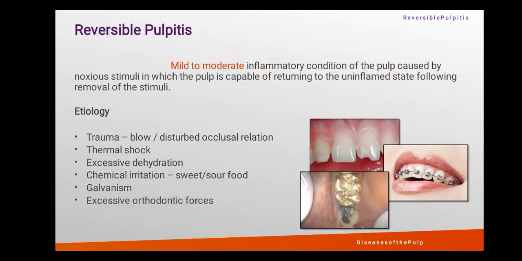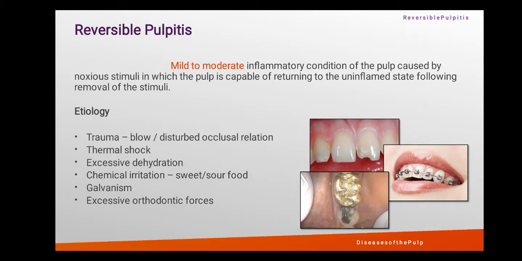Coming to reversible pulpitis, it is also called hyperemia or hyperactive pulpalgia. I also asked a question last week regarding the difference between hyperemia and irreversible pulpitis. In this, there is a mild to moderate inflammatory condition of the pulp caused by a noxious stimulus, in which the pulp is capable of returning to the uninflamed state following removal of the stimulus.